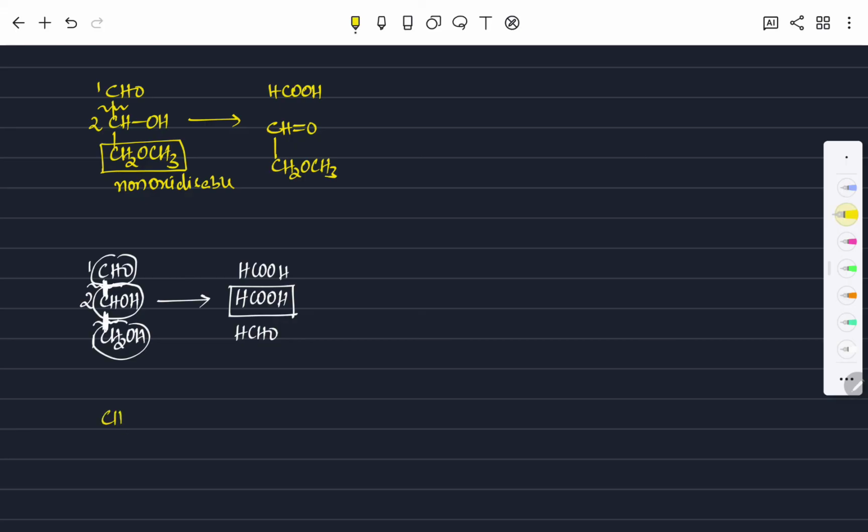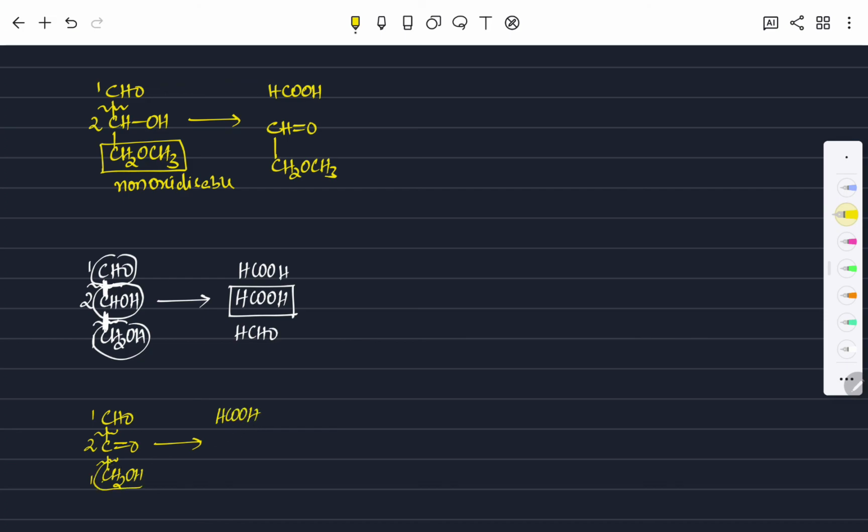For example, CHO, C double bond O, CH2OH. This molecule is undergoing periodic cleavage. The 1,2 CC bonds are breakable, because all are oxidizable functional groups. So the first carbon converts into formic acid.